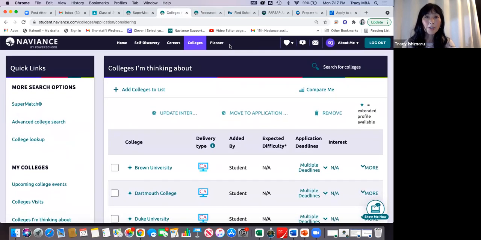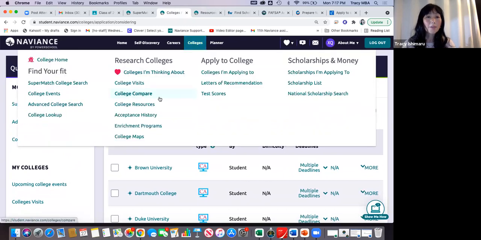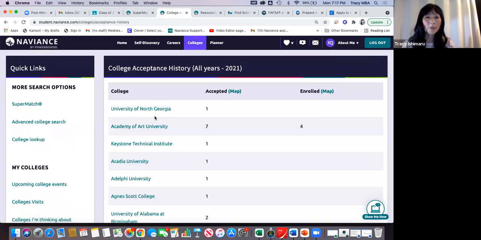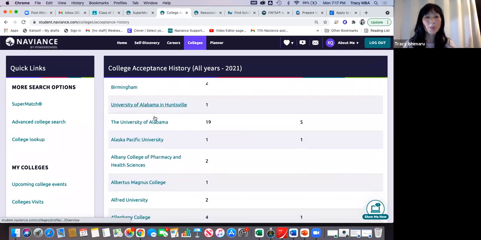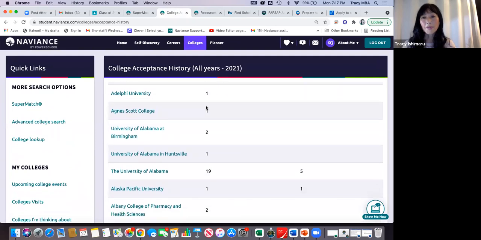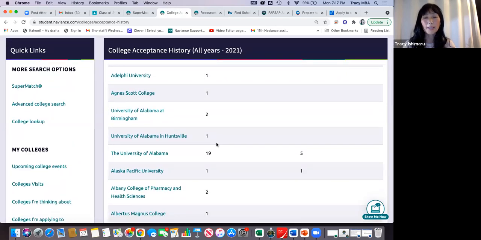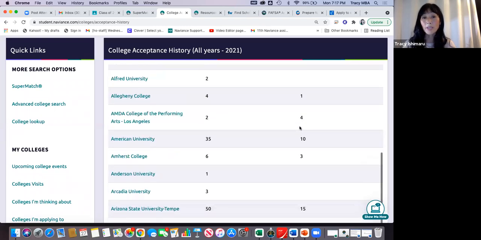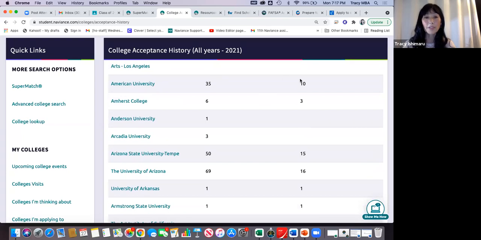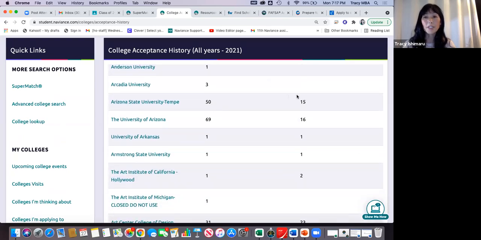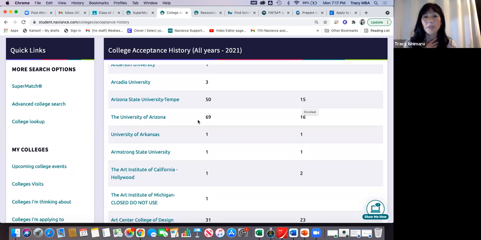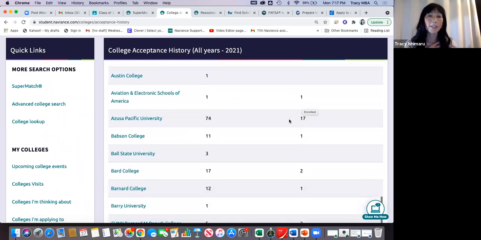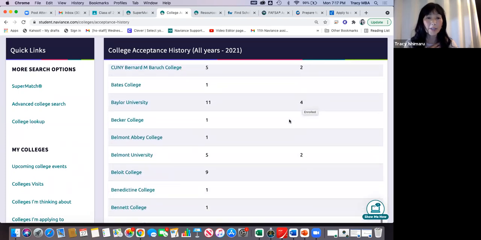So we're going to go back into the college section again. You can see that our next one talks a little bit about our acceptance history. If you look at these different schools, you can see how many students were accepted from each of the schools. In University of Alabama, I think since 2011, we have 19 students accepted, and 5 actually enrolled. You can go down and see American, we had 35 and 10. Arizona State, we had 50 and 15 had gone. University of Arizona, 69 and 16, and so on. So if you want to see our college acceptance history, it's over here.